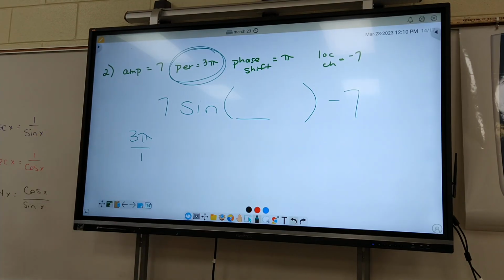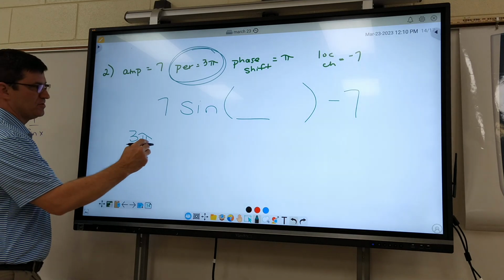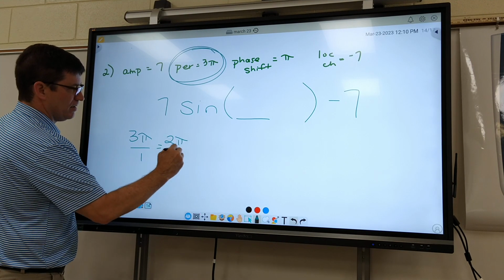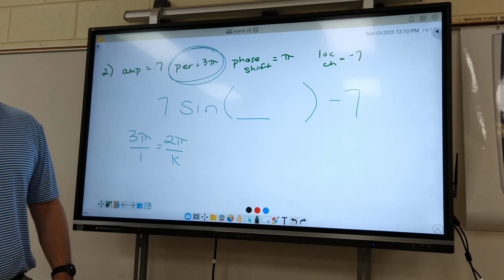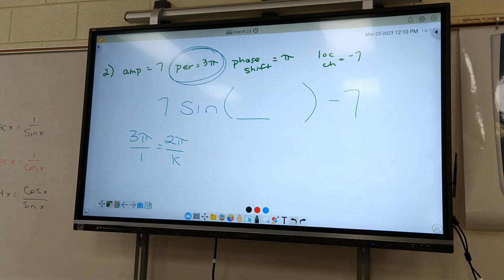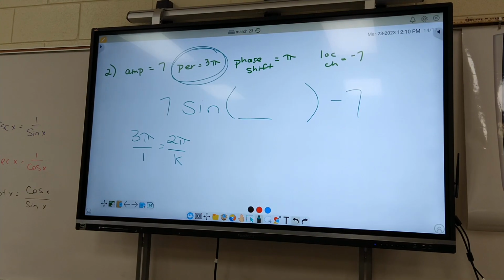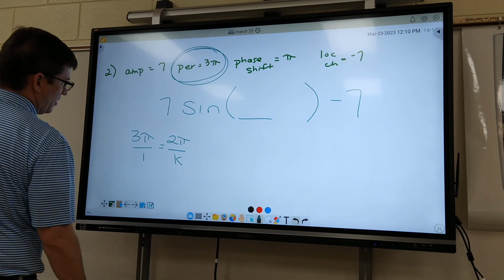All right, what do I set that equal to? 2 pi over k. Good job, 2 pi over k. Now, I'm going to give y'all a chance to cross multiply and divide this one to see what you get. I'm pretty sure. All right, well, let's try it.